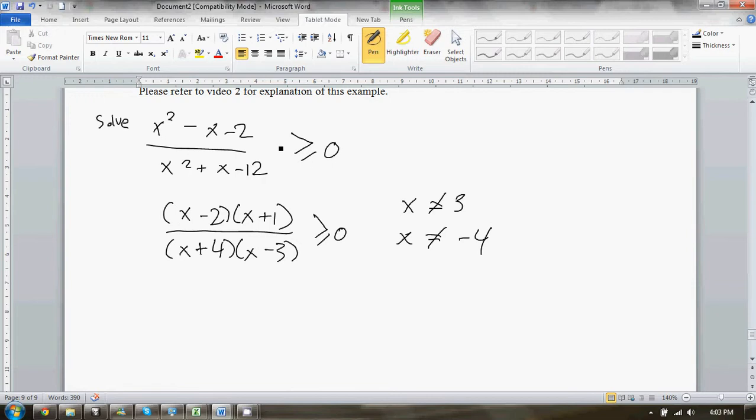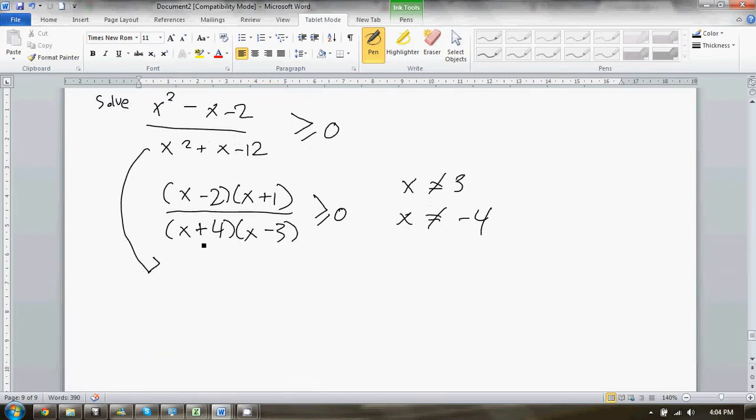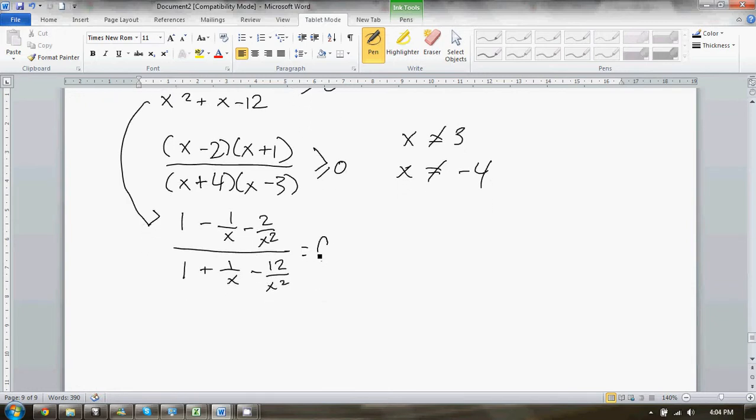To find our horizontal asymptote, we look back to our original function and set x equal to positive or negative infinity. But first we have to rewrite this in a different form. I'm going to divide top and bottom by x squared. So I have x squared divided by x squared, which is just 1, minus 1 over x minus 2 over x squared, divided by 1 plus 1 over x minus 12 over x squared, which is equal to, say, f(x).